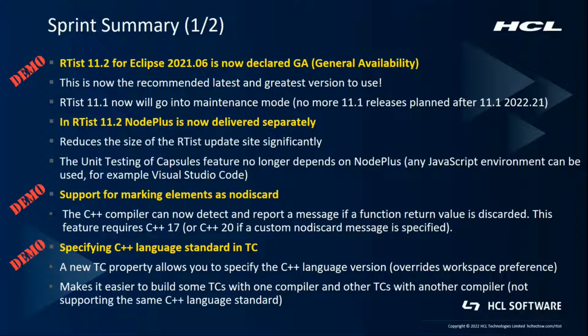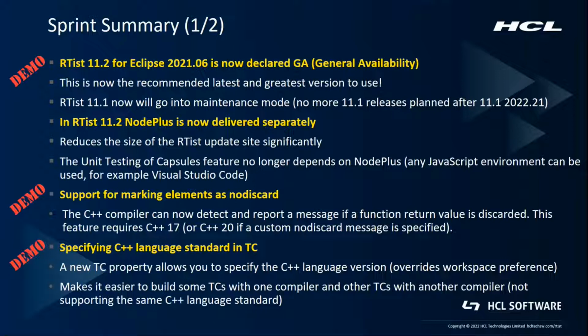A feature we have done in the area of modern C++ is support for no discard elements. You can use this feature to let the compiler detect and report a message if you have a function that returns a value that the caller discards. This feature requires C++17, or even 20 if you use a custom no discard message. But you can set this up, as you will see in the demo shortly.